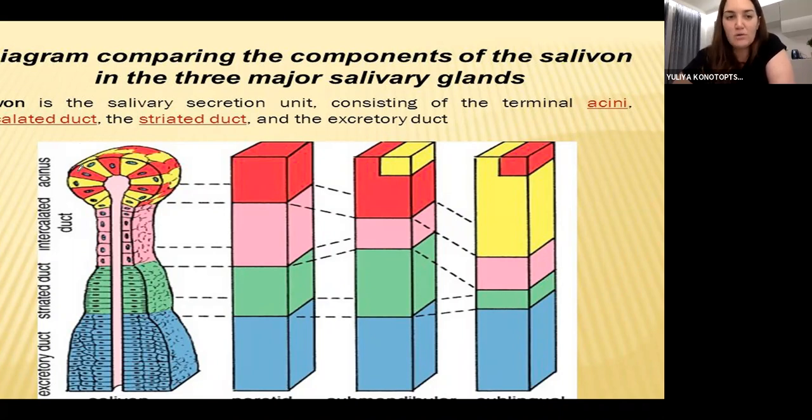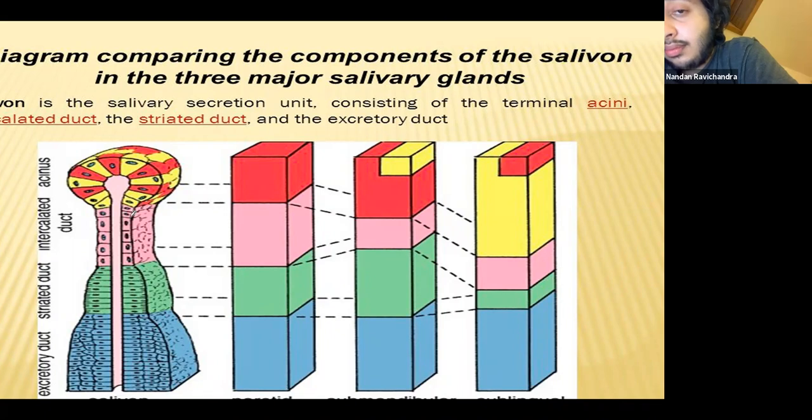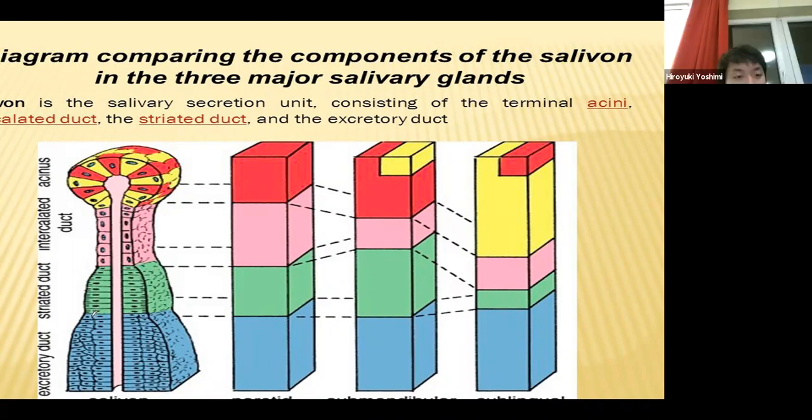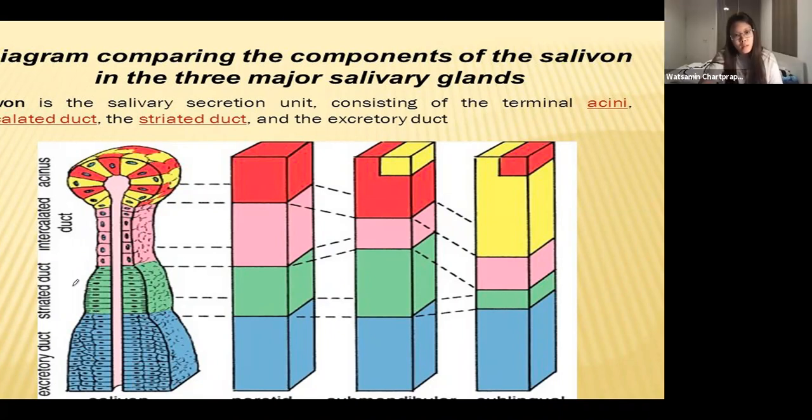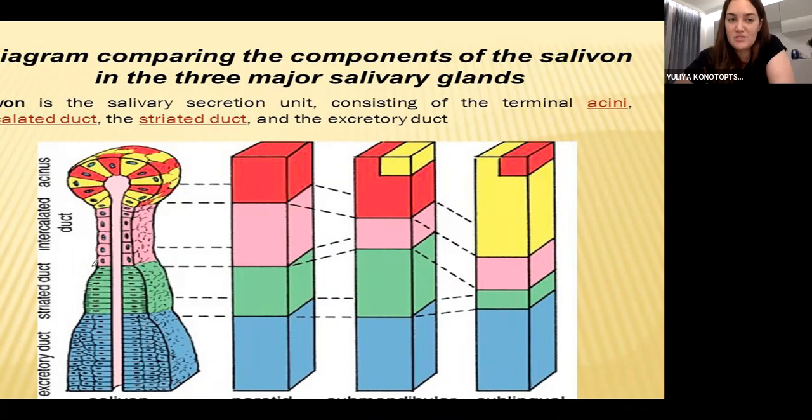So how do you call this? What is this? Acinus, okay? What comes out of it is intercalated duct, then striated, and then excretory. How do you call this entire thing? Salivon. Salivon, very good. Okay, so this entire thing is going to be known as the salivon. So this is a basic unit of the salivary gland.